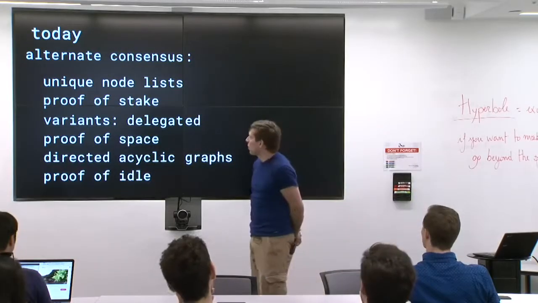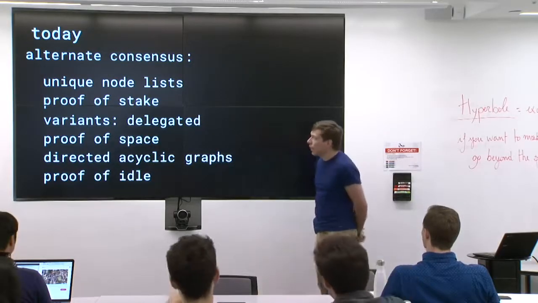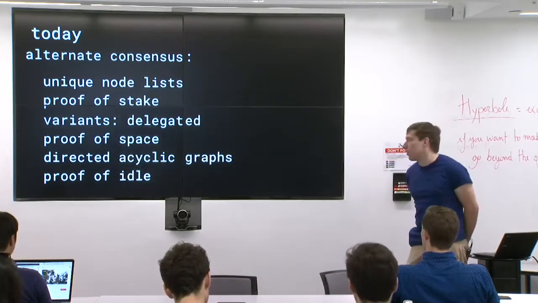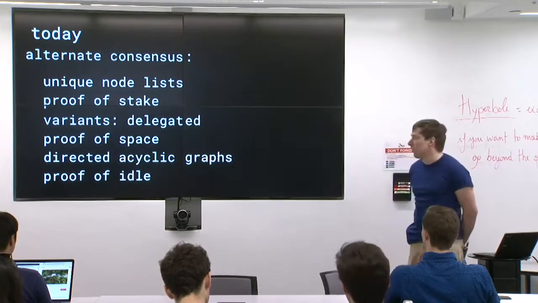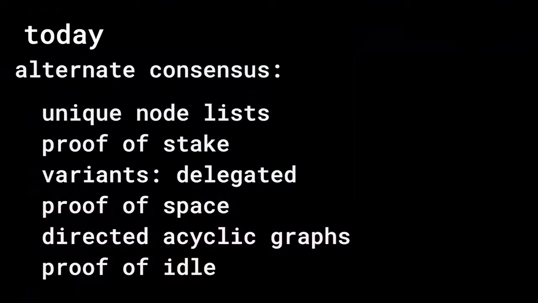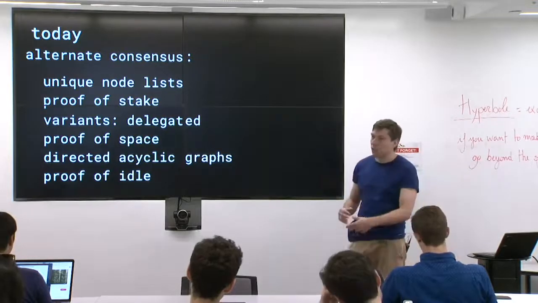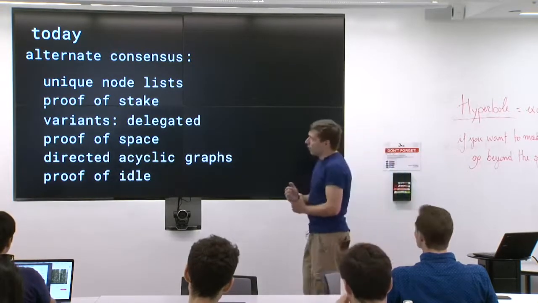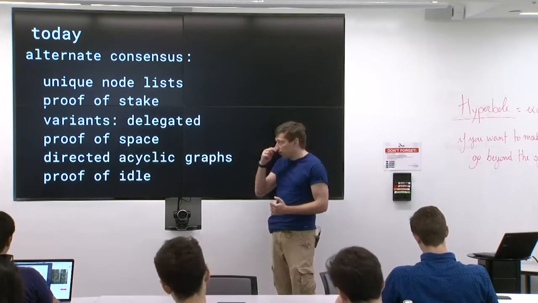I'm going to talk about alternate consensus mechanisms. And there's a bunch of them. Some of them are variants on proof of work, some of them are proof of stake, all these different things. So unique node lists, this is something that Ripple and Stellar use. I'm not sure if there's others. Proof of stake is a huge research topic that lots of things fall under. There's lots of variants. One of them I'll talk about is delegated proof of stake.